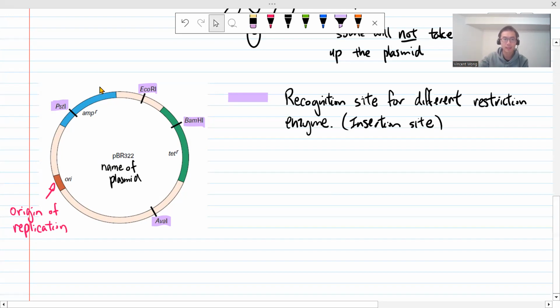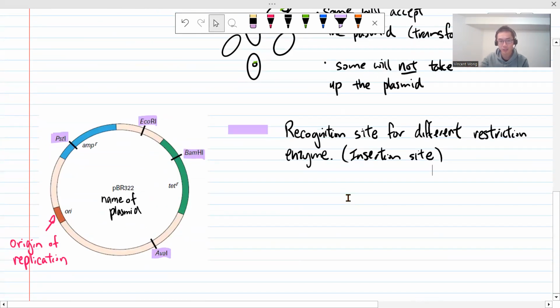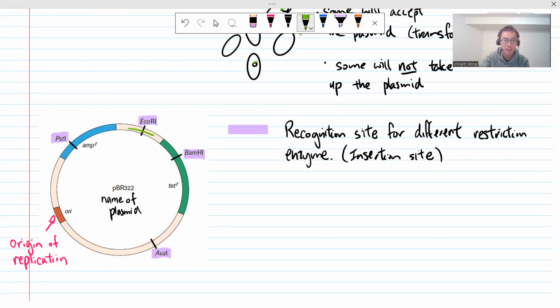Let's pause for a second and go back. If I treat my DNA with a restriction enzyme, let's say I treat it with EcoRI, right? Then I have to treat my plasmid with EcoRI as well in order for them to have compatible sticky ends. So if I actually use EcoRI, my gene of interest is going to go right here into the plasmid. Right? If I use BamHI, then it's going to go right here. If I use PstI, then it's going to go right here. Right? So there are multiple locations that you can insert the gene into the plasmid.